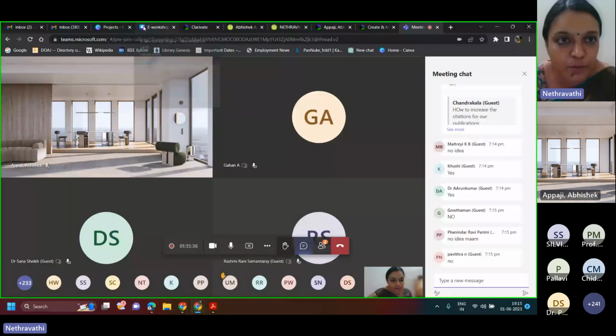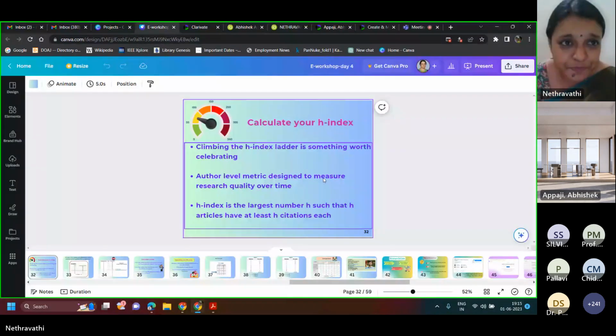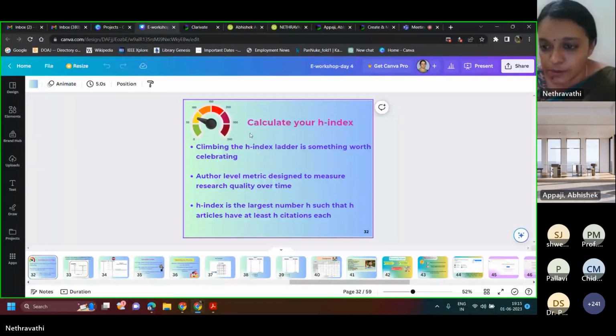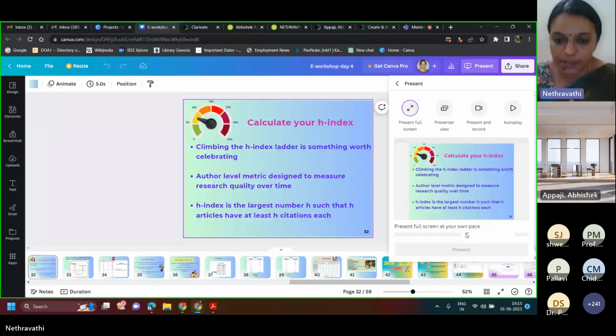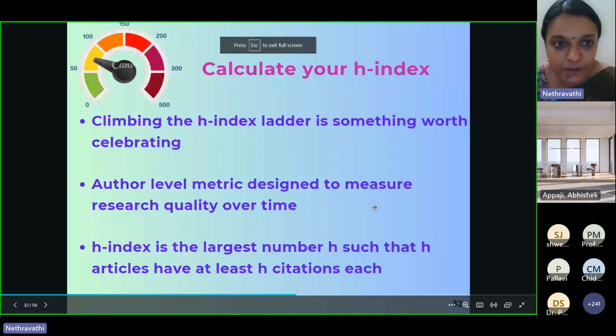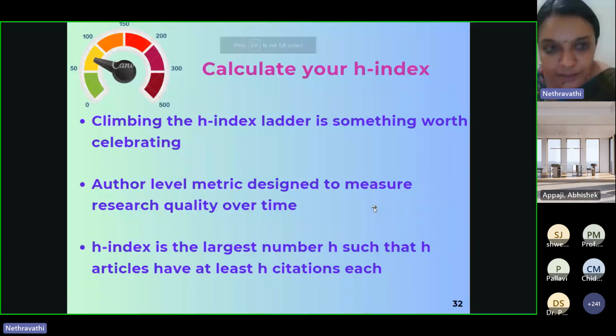Okay, let me go back to my presentation. Of course, we are here to show you how to calculate. This is one thing I have to present every time when I go back to any other screen. Okay, how to calculate H index?